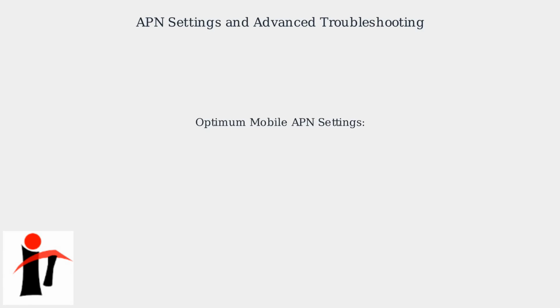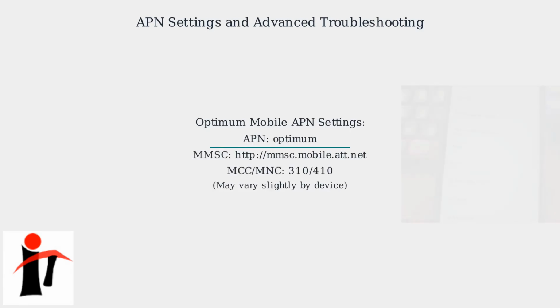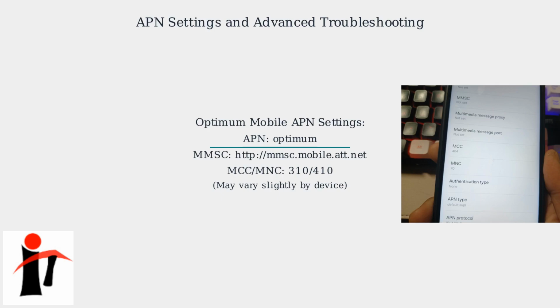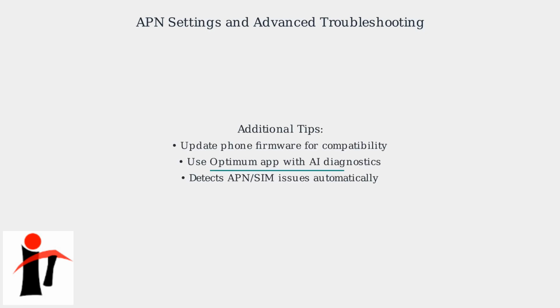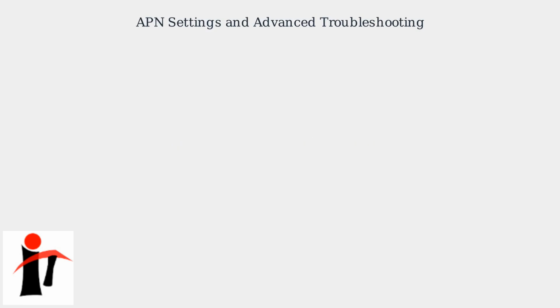The standard APN for Optimum Mobile is simply Optimum. Other fields include MMC and MNC values. Delete any incorrect APN entries and manually add the correct one, then restart your device. Also, make sure your phone's firmware is up to date to be compatible with network settings. Optimum Mobile's app now uses AI to help detect APN and SIM issues, suggesting fixes in real time.